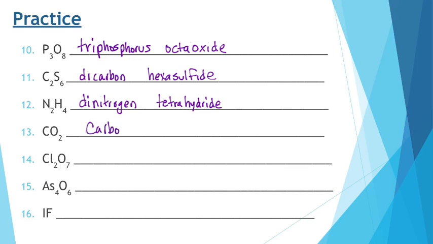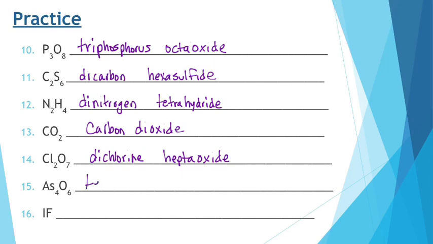CO2, we probably don't even need to turn on our covalent nomenclature rules. Hopefully we recognize that is carbon dioxide, but remember, no mono on the first element. Use di to say that there's 2 oxygens there. Cl2O7, we've got 2 chlorines, so that's going to be dichlorine. 7 oxygens, heptaoxide.